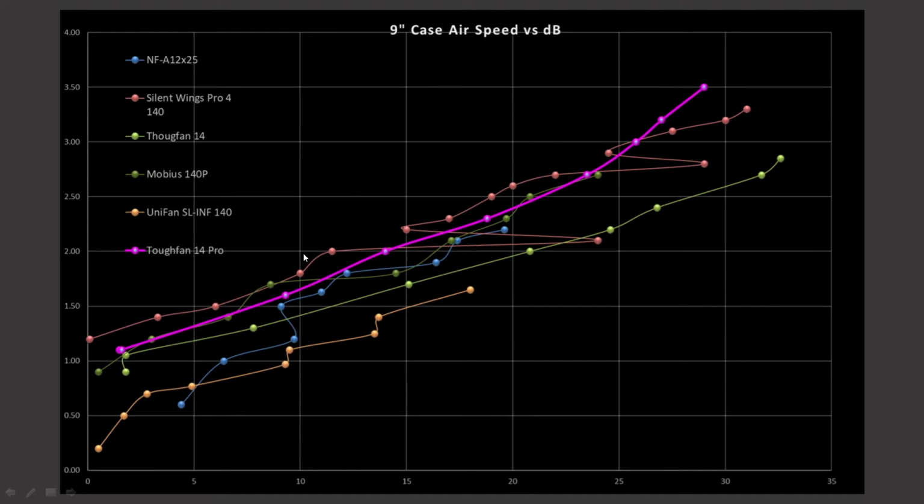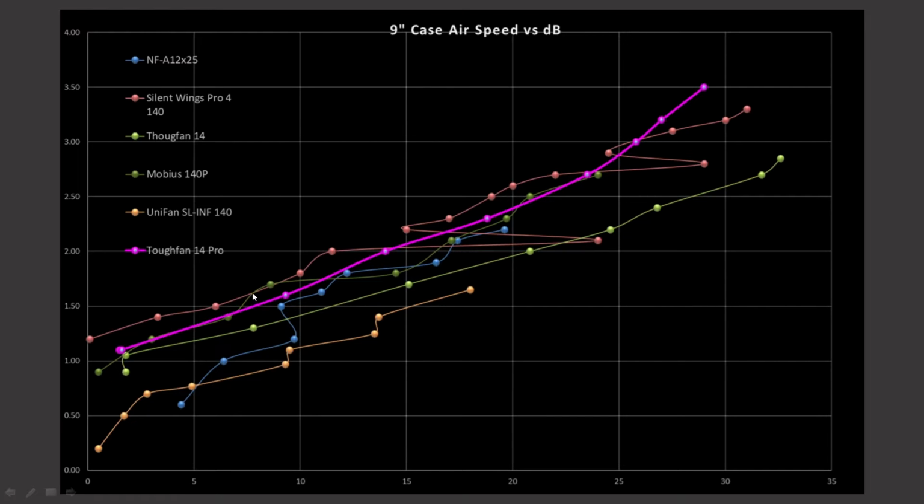And while its noise performance overall isn't the best, it is the best on average, in my opinion. Because the Silent Wings 4 Pro 140 has these jiggles where there's a harmonic frequency within the fan, or you may call it a resonance, where it gets really loud, and then when you get past it, it goes back to being quiet again. That's something that be quiet! could improve within that fan, and then it would be a top pick for me in this size category.